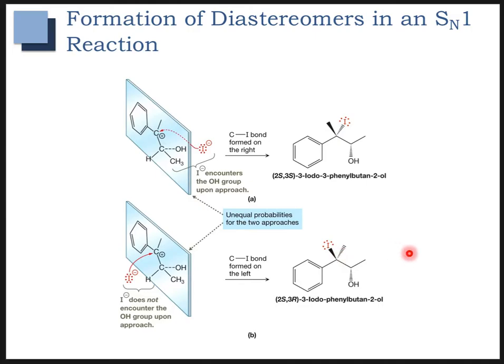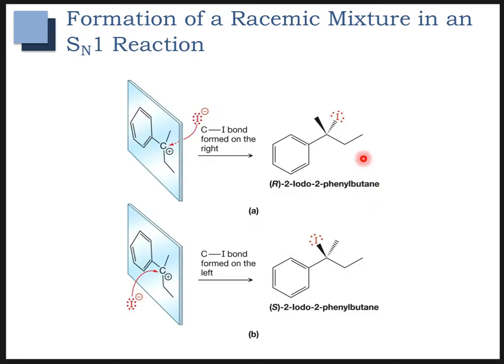So if you have one stereocenter, as we saw in the previous slide, the products of the SN1 reaction are going to be enantiomers.